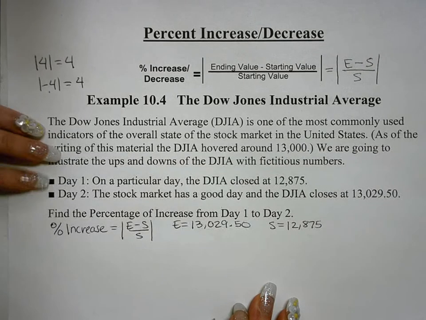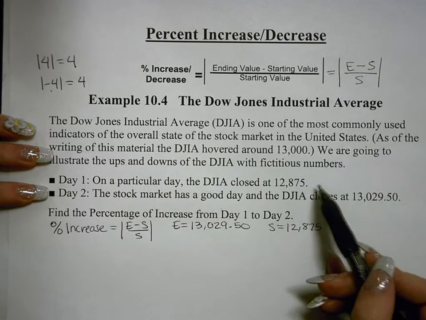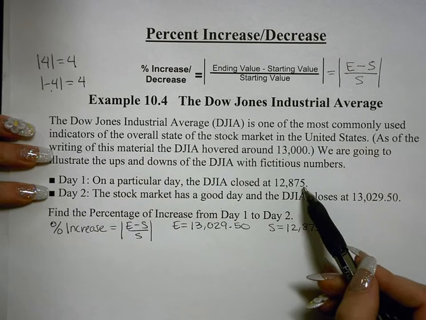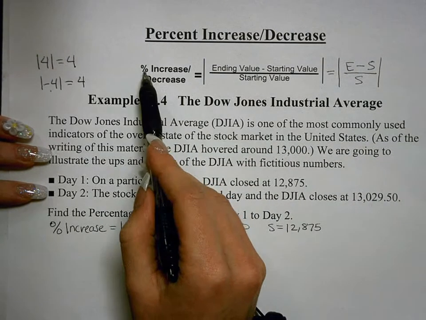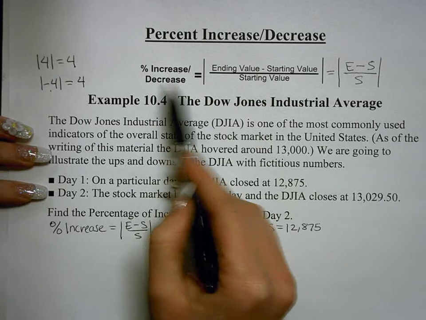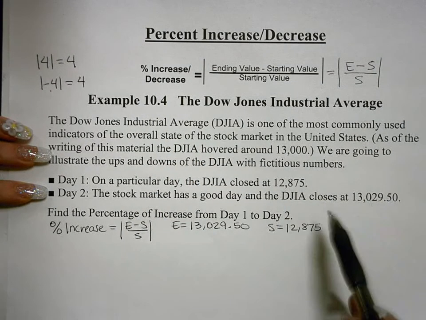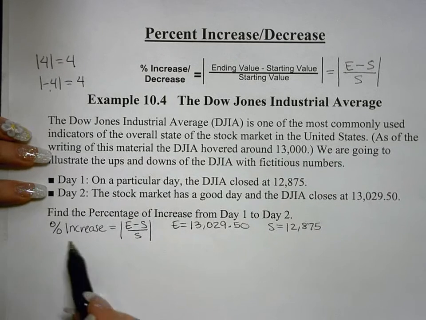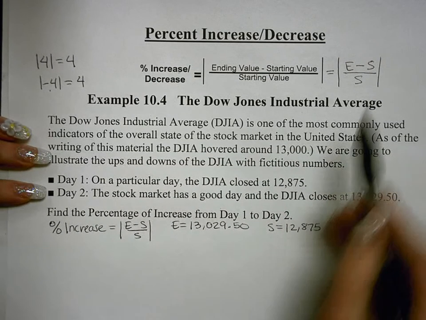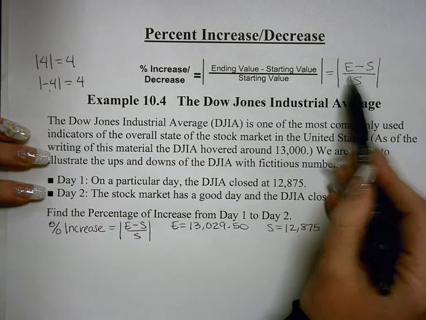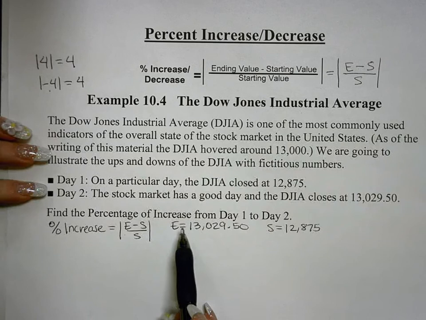Now, just looking at these numbers, percentage increase from day 1 to day 2, we can tell that we had 12,875, and then that number got bigger on the second day. So we know that we're dealing with a percentage increase and not a percentage decrease. So since the number is getting bigger from day 1 to day 2, we're dealing with a percentage increase. So what I'm going to do is write down this formula. The percentage increase equals the absolute value of the ending value minus the starting value all over the starting value, which is right here. Then we're just going to go ahead and define our variables.